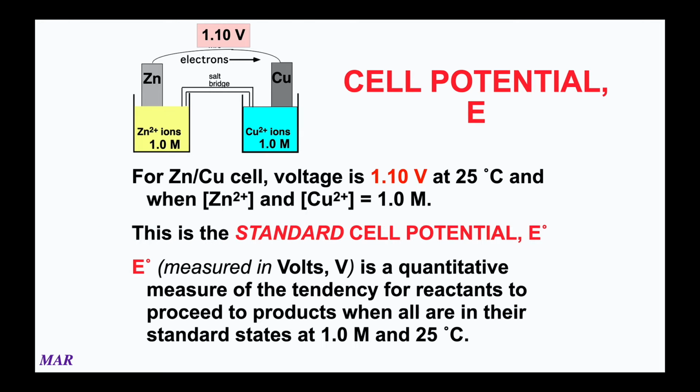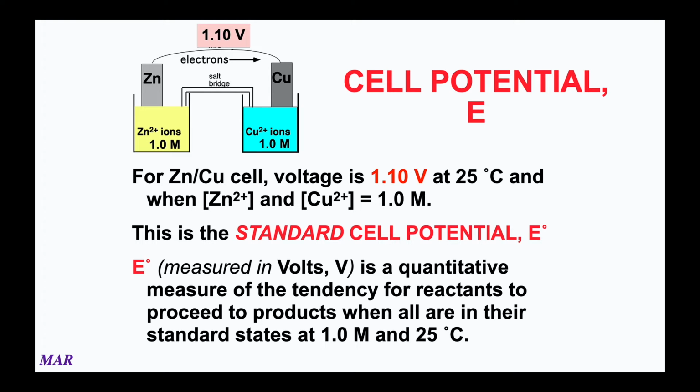The standard cell potential is the cell potential under these standard conditions: 25 degrees Celsius, 1 mole per liter concentration. If you have a gas, it would be 1 atmosphere. It's measured in volts. E, capital E, is the symbol for cell potential, and it's measured in volts, V. If it has a little 0 by that, that means it's standard conditions. So for this reaction, under standard conditions, the cell potential is 1.10 volts. And we'll see what to do with that in a little bit.